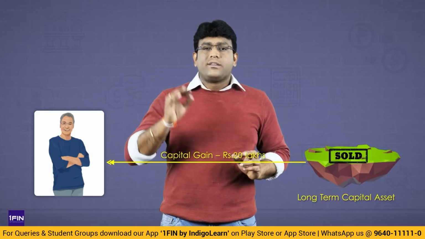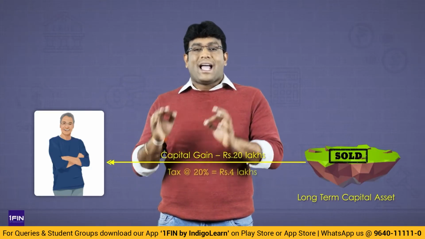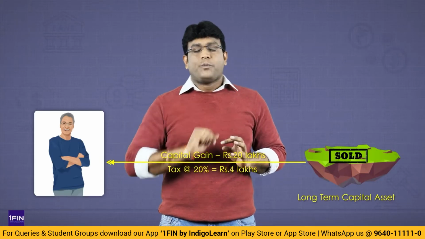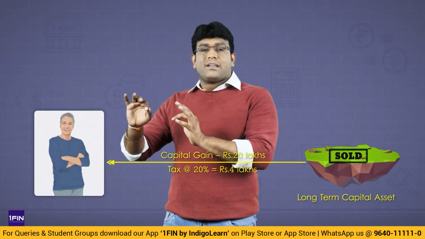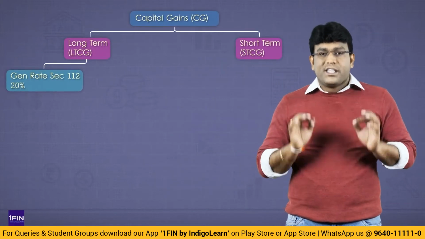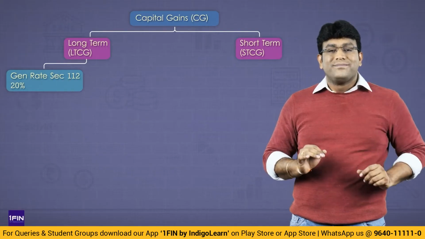So for example, one person purchased a property 10 years back and he sold it now and he got a long-term capital gain, let us say of 20 lakh rupees. On that 20 lakhs, he has to pay tax at the rate of 20%, which will work out to 4 lakh rupees. So for long-term capital gains, the general rate is 20%, which is given by section 112.